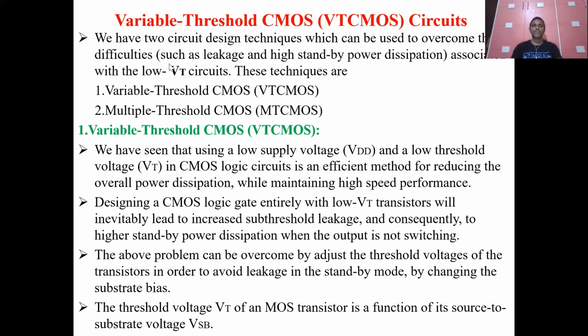Okay, so why do we get such leakage and high standby power dissipation? If you observe, if you reduce the threshold voltage, automatically there will be problems with power dissipation. That power dissipation is due to the subthreshold currents. At lower threshold values, the subthreshold currents flow, and due to that the power consumption takes place.